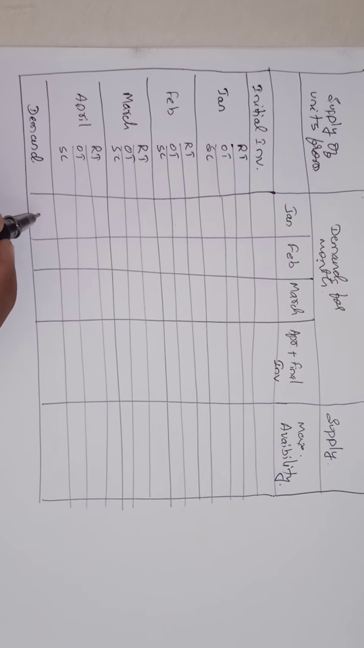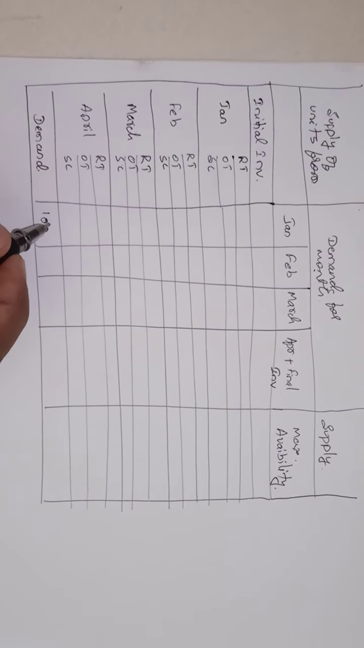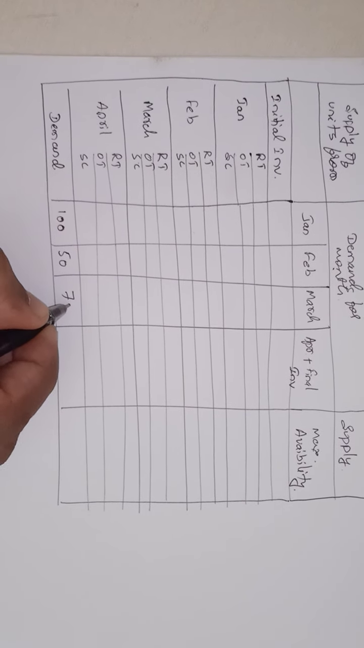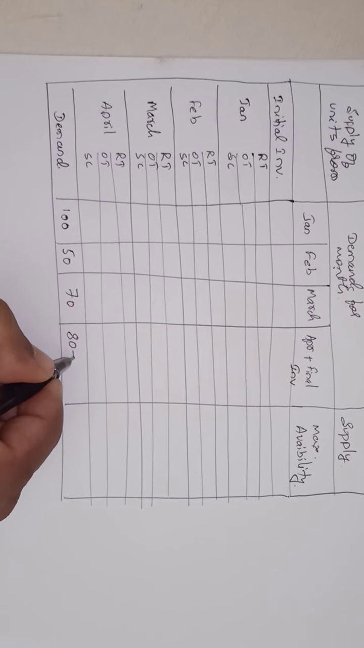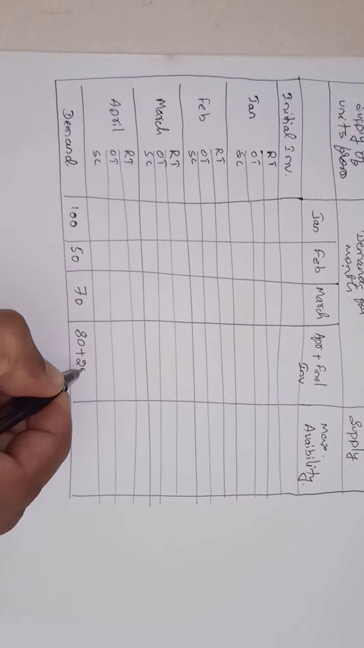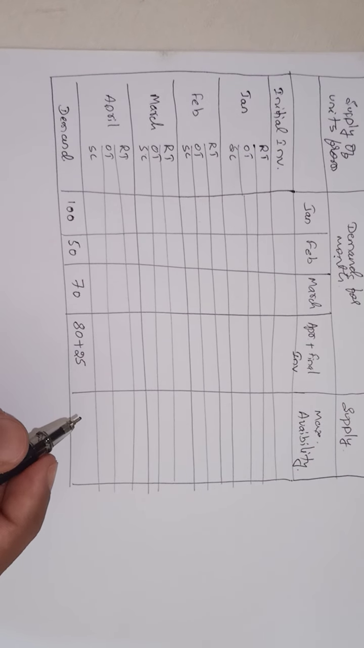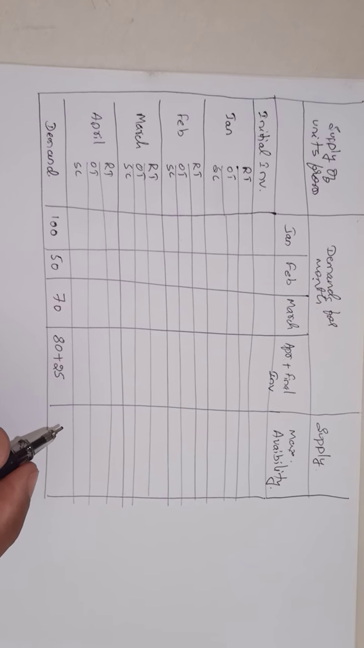So what is the demand here? For January there will be 100, right? Then for February 50, March 70, April there is 80 plus 25, because in the problem statement they told that you should have a final inventory which is added to the end of the month, right?